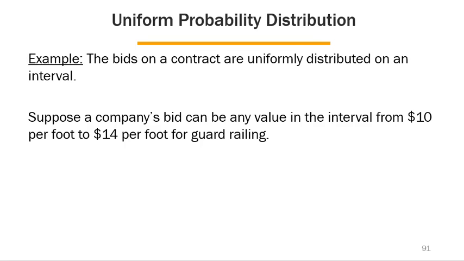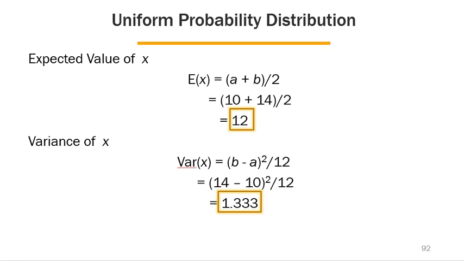So if we have this setting here, $10 and $14 are the range of values, we can calculate the expected value. We have in this case the value for A, the minimum bid, would be $10. The value for B, the maximum bid, would be $14. We're just splitting those, or taking the middle or average of those, we get 12, and in this case it would be dollars. And then we can figure out the variance as well.